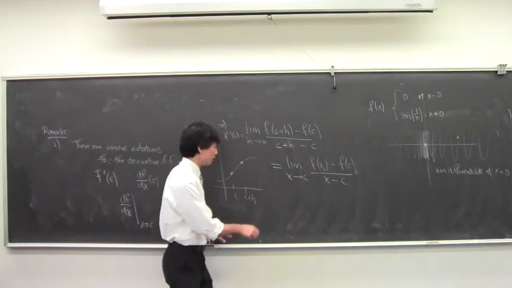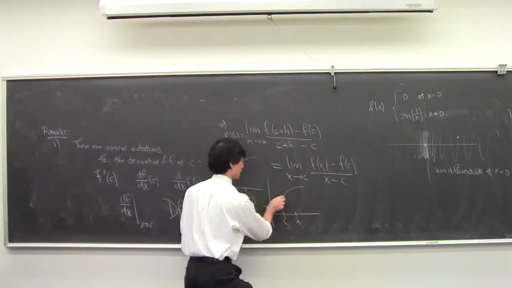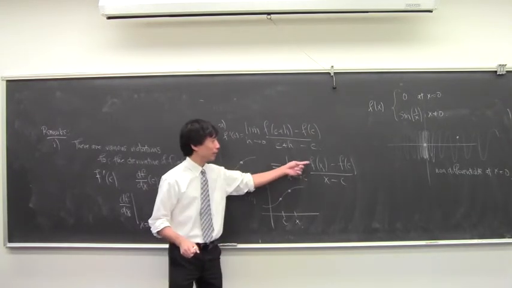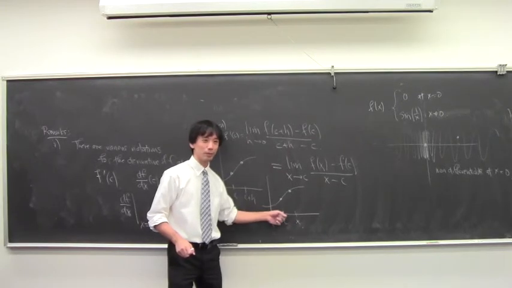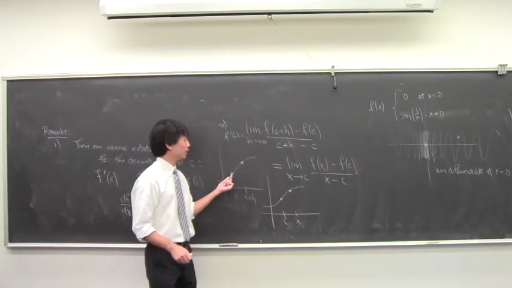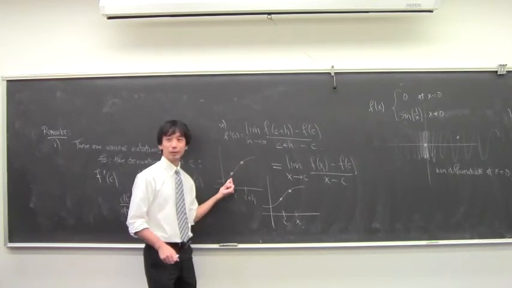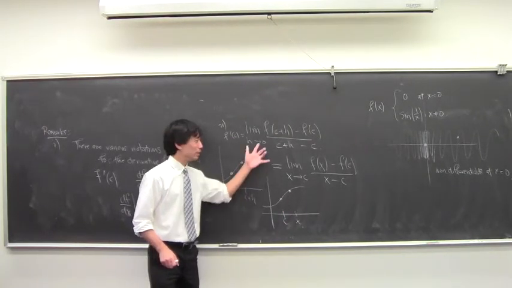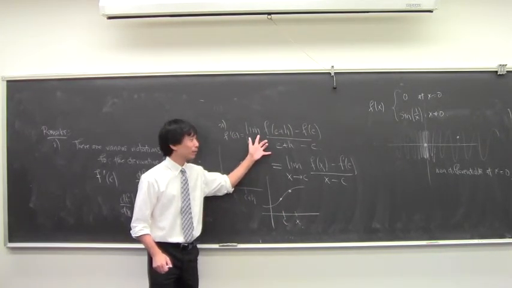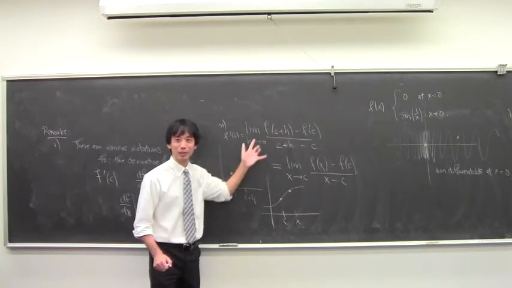The picture is like this. This is c, and this is x. I'm taking the limit of f of x minus f of c as x goes to c, or the limit of f of c plus h minus f of c as h goes to 0. But as h goes to 0, x goes to c. These are exactly the same thing. It's like calling me by my English name and calling me by my Chinese name. It's the same person.